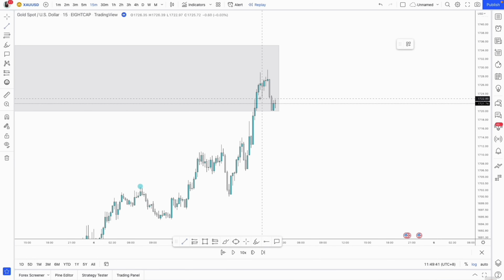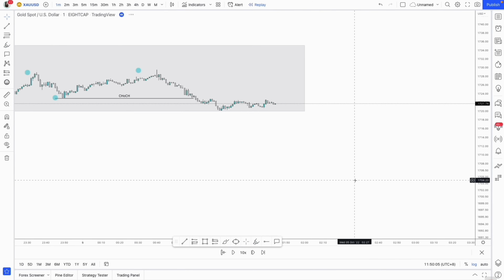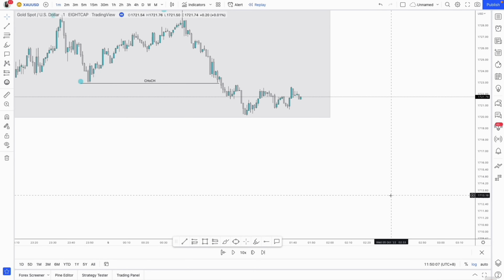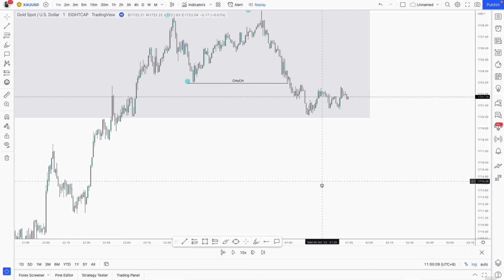So right here is what we call a change of character, right? Now, this change of character is essentially the shift of control from demand to supply. So you can see that this was the high that put in this low. This was the low right here that put in this high. Let me go down to the 1 minute time frame to show you guys in more detail what that looks like, to give you an easier visual representation.